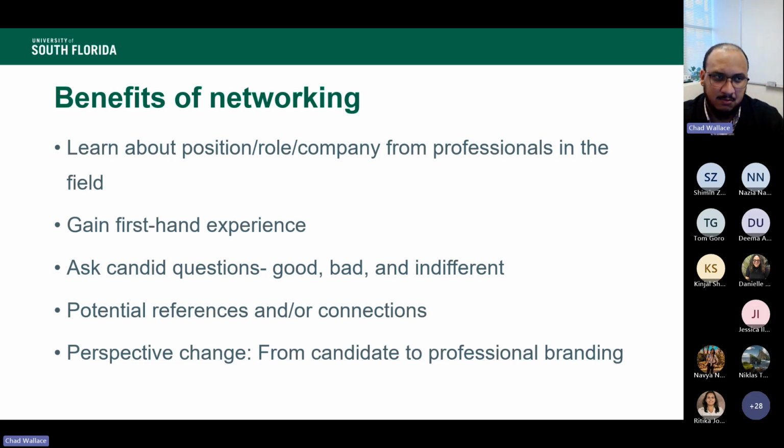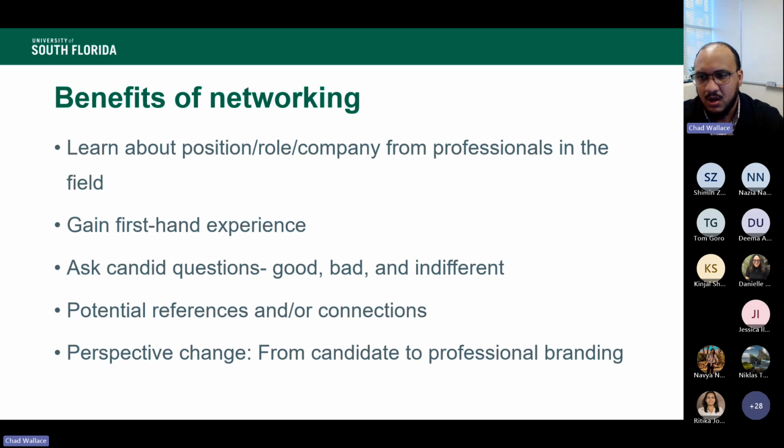And then last but not least, through networking, and this is helpful for many international students, through connections with professionals, people see you differently. People get to learn more about who you are, right? So you went from being a resume to actually being a professional brand, right?